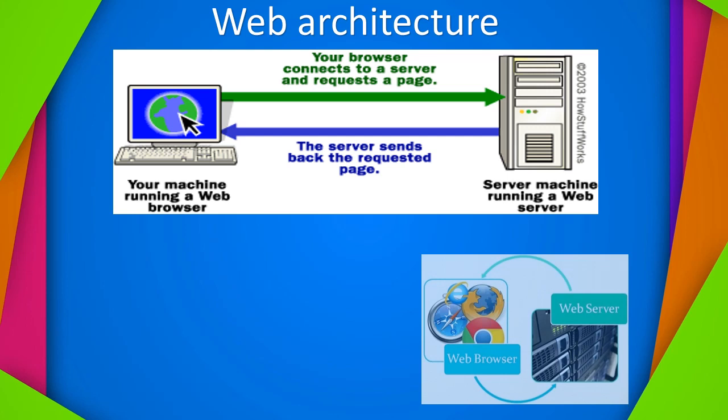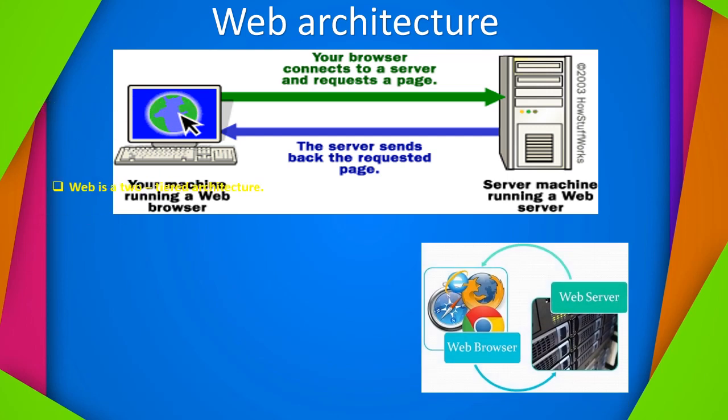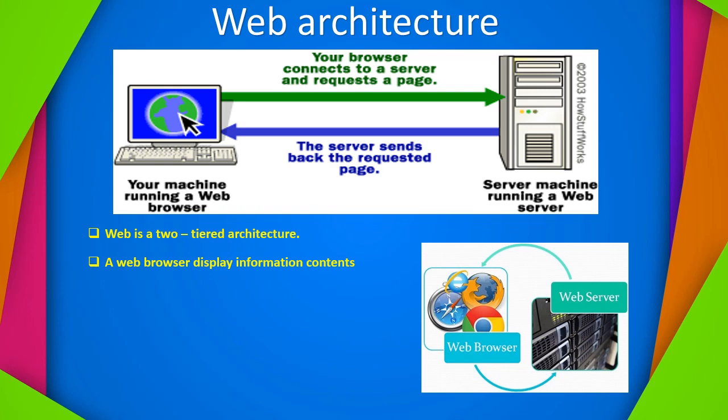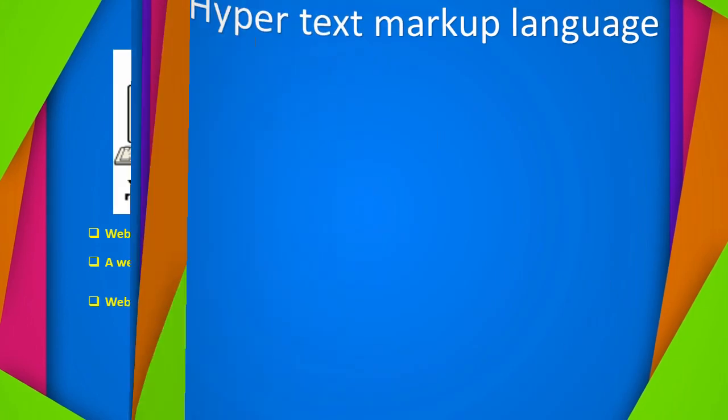Architecture: there is a two-tier architecture, a two-way communication. There are two things, the web server and the web browser. The web browser is a client; it gets the information from the server and displays the information in web pages. Web browser examples are Mozilla, Chrome, Opera, Internet Explorer. And the web server transfers the information to the browser.